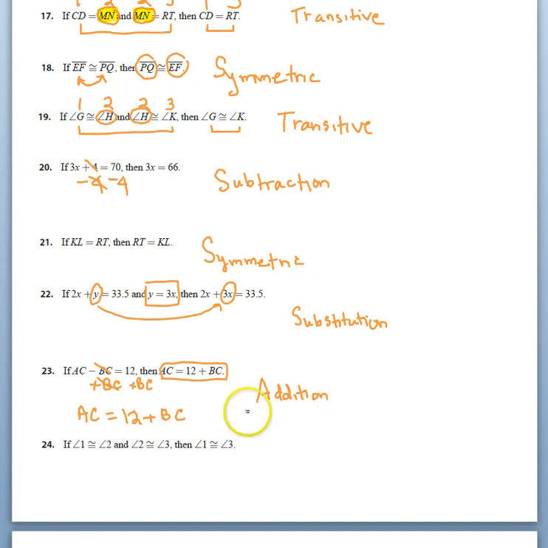Okay, 24. We have angle 1 is congruent to angle 2, and angle 2 is congruent to angle 3. Then angle 1 must be congruent to angle 3. So again, look at the order. We have angle 2 at the end of the first equation, the beginning of the second, and we say, okay, if angle 1 is equal to angle 2 and angle 3 is equal to angle 2, then angle 1 and angle 3 have to be the same as well. That's transitive property, again, because of that order that the statements are presented.